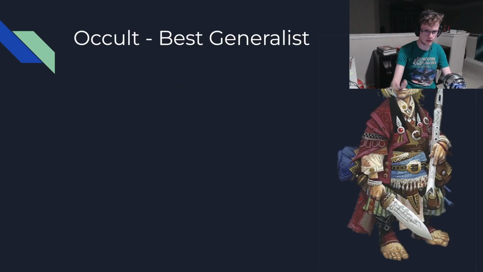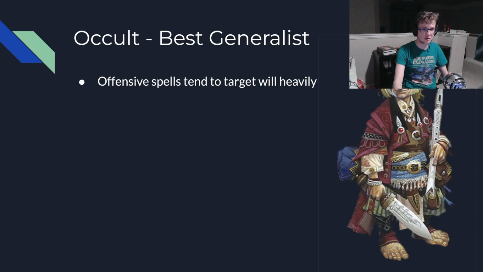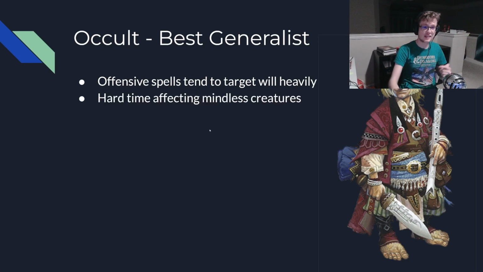Now you have the Occult Casters. And the thing about the Occult Casters is that they tend to target the will saves heavily. And they have a hard time affecting mindless creatures, because so much of what they do is focused on getting to people's heads and affecting people's emotional states. So they have a lot of weirdness going on in terms of picking their spells, because you'll want to make sure that you're not useless as soon as the GM says, oh, this zombie doesn't have a brain.